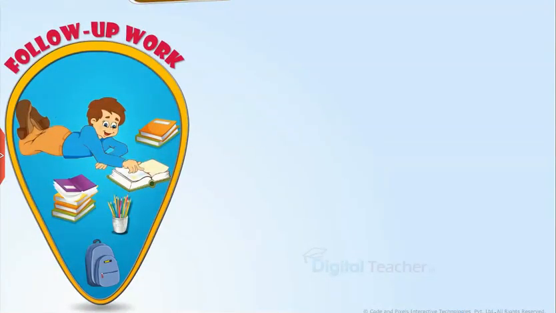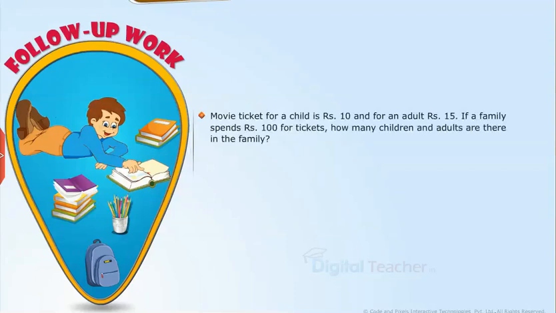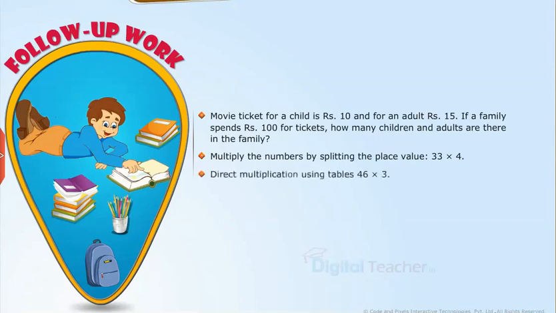Follow-up work. Movie ticket for a child is rupees 10 and for an adult rupees 15. If a family spends rupees 100 for tickets, how many children and adults are there in the family? Multiply the numbers by splitting the place value. 33 into 4. Direct multiplication using tables. 46 into 3.